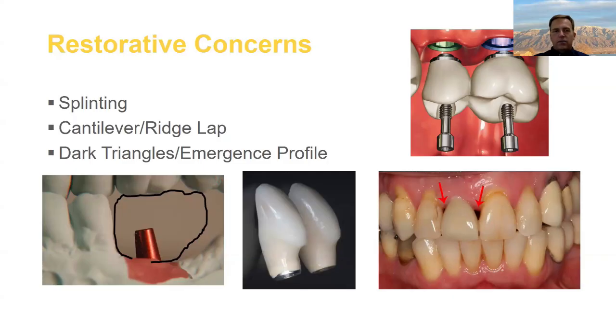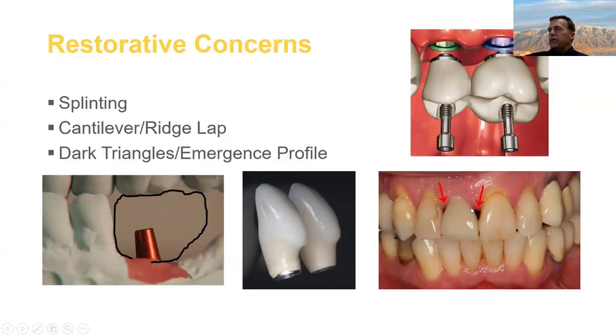Again, we talked about cantilevers and ridge laps, that we're usually going to do those only in situations where we need to seal up dark triangles or make aesthetic improvements. And then dark triangles and emergence profile. A lot of times we can do a trick where we over-contour the lingual, so we still get a nice buccal contour and these triangles aren't as bad. Sometimes we can use pink porcelain, but again, pink porcelain can look really weird here. It can look like there's a chunk of pink goo stuck to their tooth.